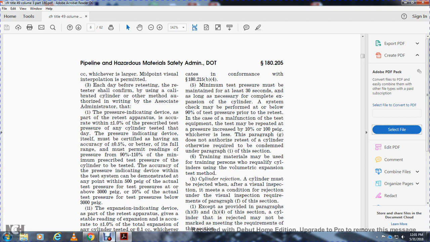With the day with the pressure indicating device itself must be certified and have an accuracy of plus or minus 0.5% with the meter with the full range that must permit the reading of the pressure of 90% to 110% with the minimum prescribed test pressure of cylinder test and the current accuracy of the pressure indicating device for the test system that can be demonstrated at any point with a 500 psi gauge. Actual test pressure of the test pressures are above 3,000 psi gauge of the 10%.